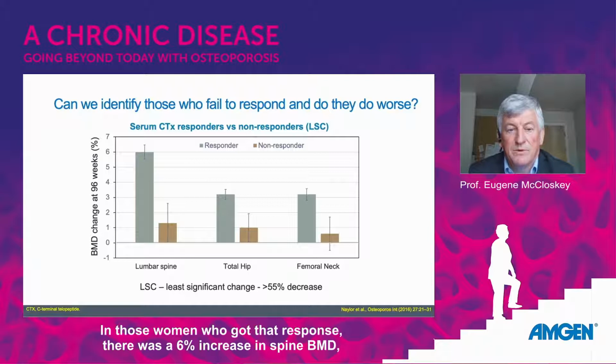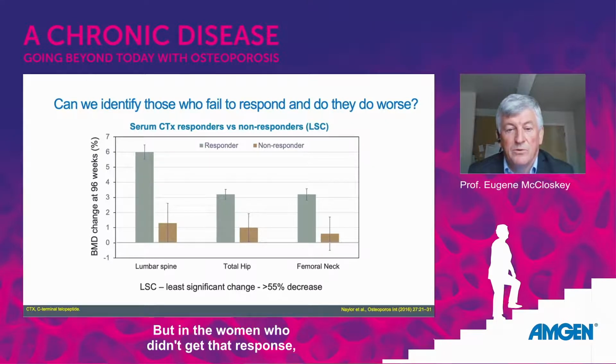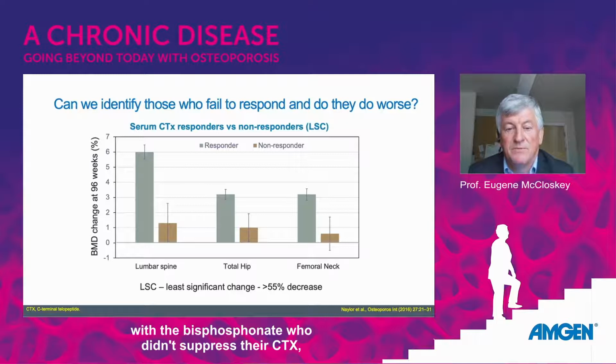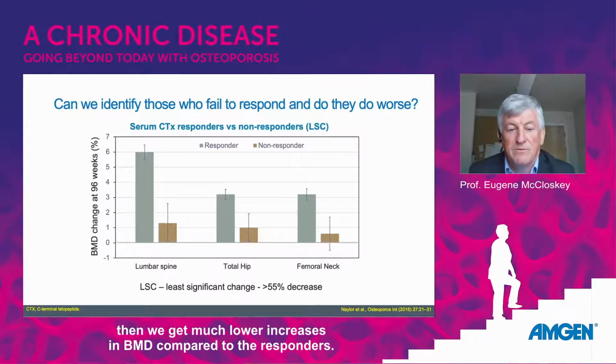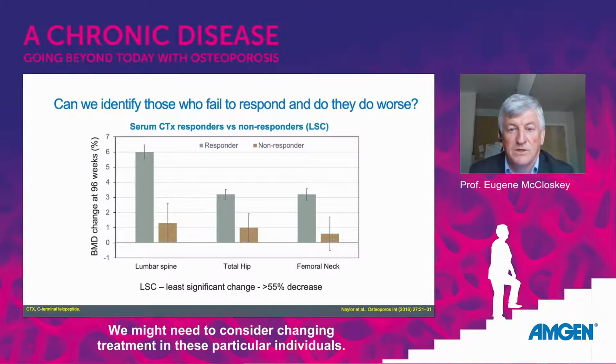In those women who got that response, there was a 6% increase in spine BMD, and there was a 3% or slightly more than 3% increase in total hip and femoral neck BMD. But in the women who didn't get that response, presumably through poor adherence or difficulty in adhering to the dosing instructions with the bisphosphonate, who didn't suppress their CTX, then we get much lower increases in BMD compared to the responders. So that group of women can then become a group that we can focus in on and say, we can do better than this. We might need to consider changing treatment in these particular individuals.